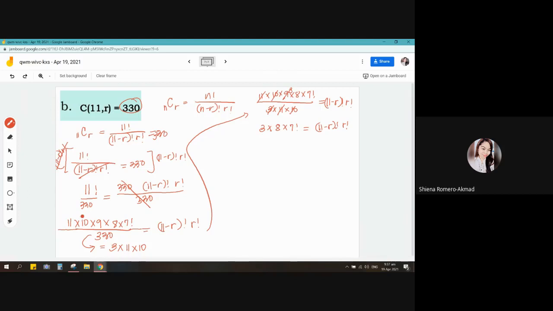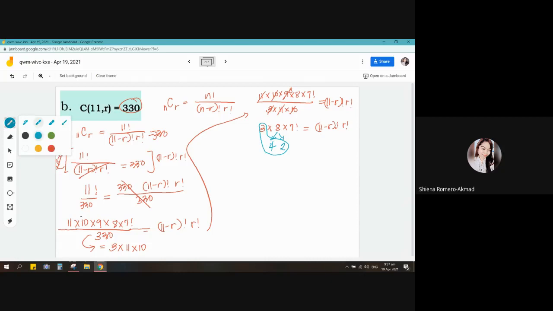What are the factors of 8? Ano yung mga factors ng 8? 2, 4. 4 and 2. So as you can see, pwede natin tong gawing consecutive numbers: 4 times 3 times 2 times 1, which is equal to 4 factorial.